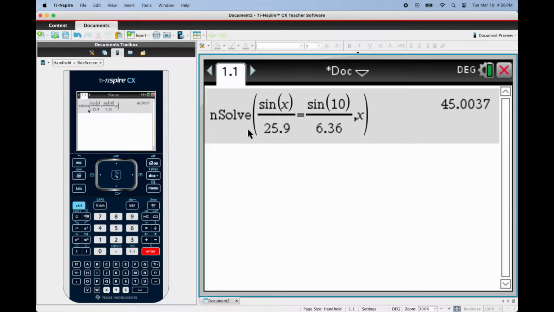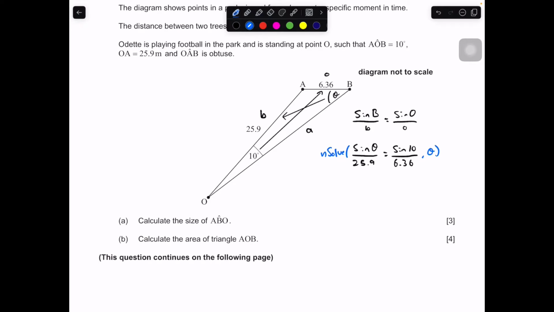Right, there we have it. So let's go back to the document, and we found that theta is equal to 45.0037, or to 3 sig figs, 45 degrees. Just to be clear, they're asking us for ABO, so we can also write this as angle ABO is equal to 45 degrees. Not bad for a 3-mark question.